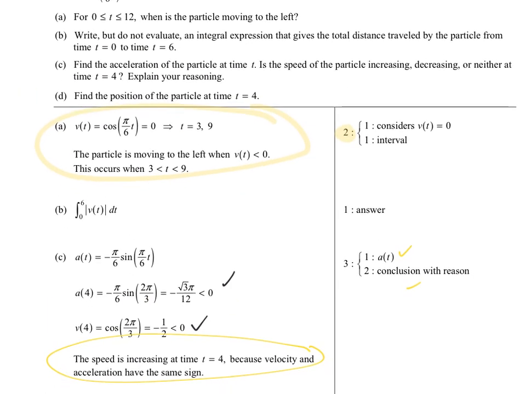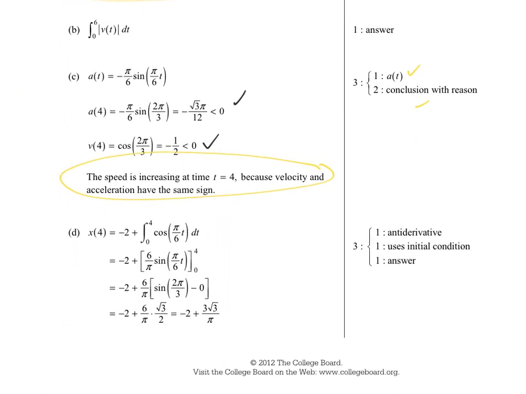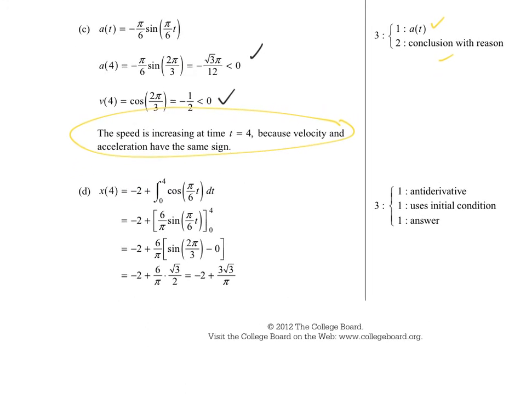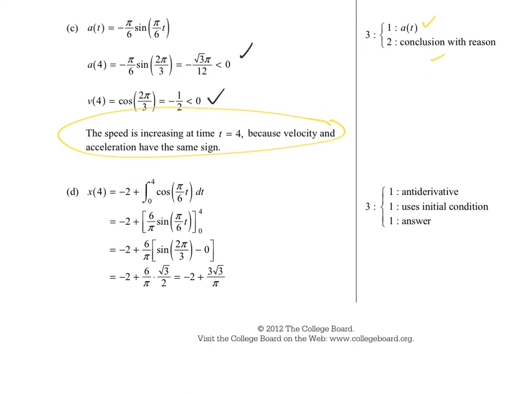And one more part. Just so you know I'm not crazy, -2 plus 3 radical 3 over pi. There it is. 3 points for this. Let's take a look at where you're getting the points here. 1 for using the antiderivative, 1 for using the initial condition, and 1 for getting the answer. So even if you did mess up the antiderivative, you'd probably get at least 1 point if you did consider that initial position, that -2.